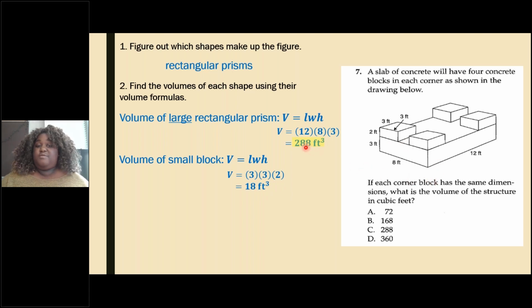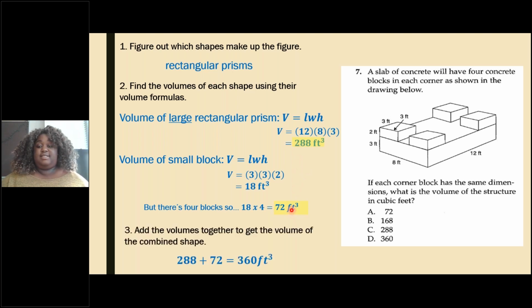So you would think usually we would be done, right? But in this case, we have 4 corner blocks. So that 18 is just the volume of one of them. So we have to take into account all 4. So in that case, you'll do 18 times 4, because that'll give us the volume of all 4 blocks, which is 72. So now we do like we did before. We'll add 288 plus 72, and we get 360. So in this case, your answer would be D.